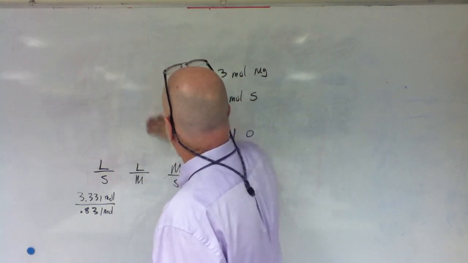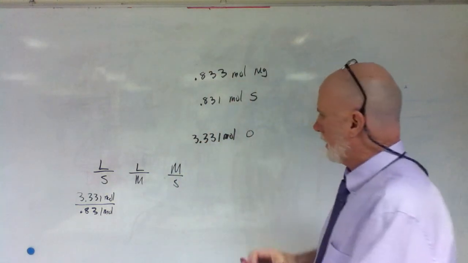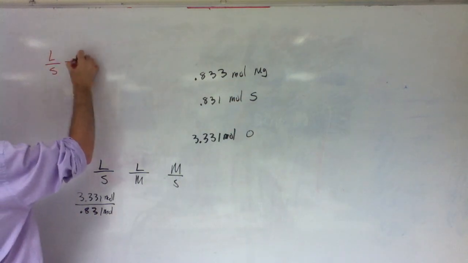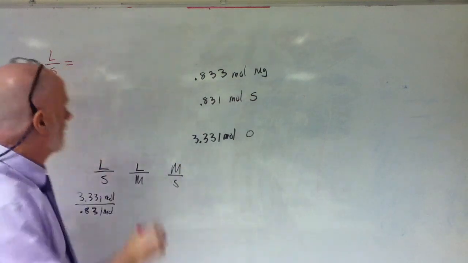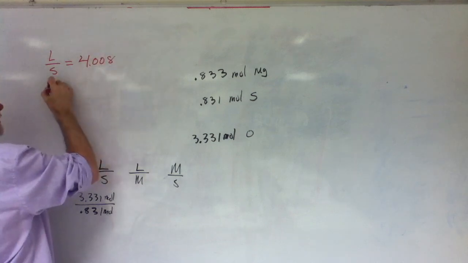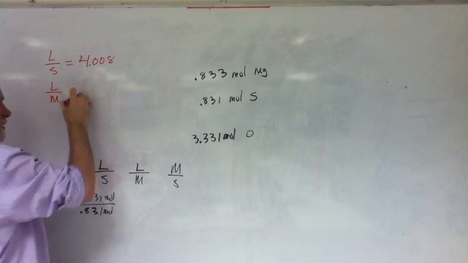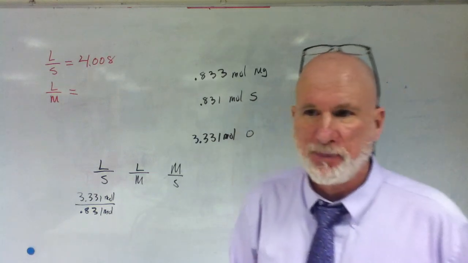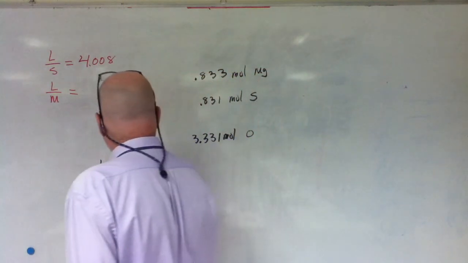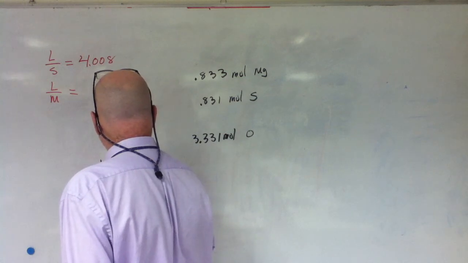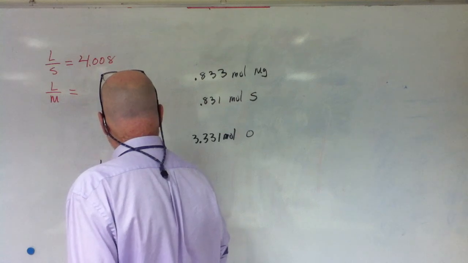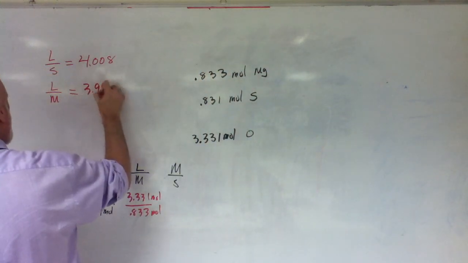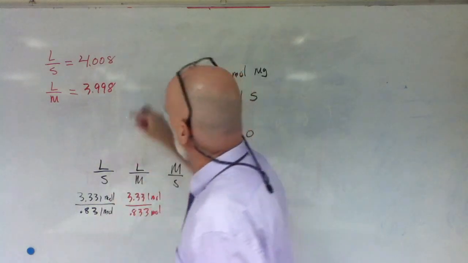4.01, since we're doing 3 decimal places. So this is going to be L over S, and the value is 4.008. And what about large over medium? 3.331 divided by 0.833. What's it going to be? 3.998. Well, round it off, it's 3.999, because it's 9987, so you just put 9.